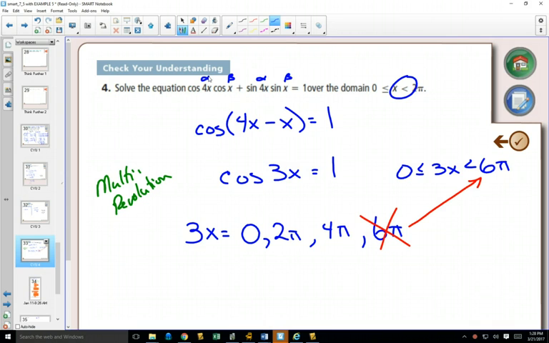So if we have 0, 2 pi, and 4 pi, if I want to solve for x, I divide each of them by 3, and I get 0, 2 pi over 3, and 4 pi over 3. And each of those answers is between 0 and 2 pi. So first of all, we recognize this as an alpha plus beta question. And then after simplifying it, it became a multi-revolution question, which then we could solve completely.